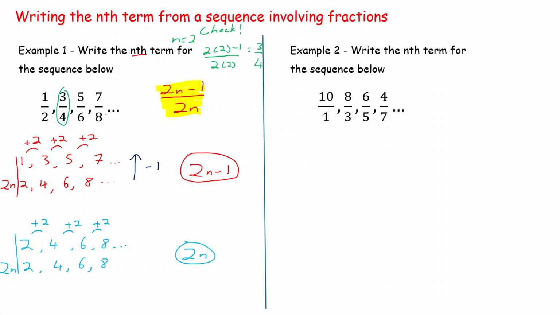Okay, so that is definitely what I've got, 3/4, so this is definitely correct, which is good. Okay, example 2. Let's give it a look, and let's go back to red to begin with.